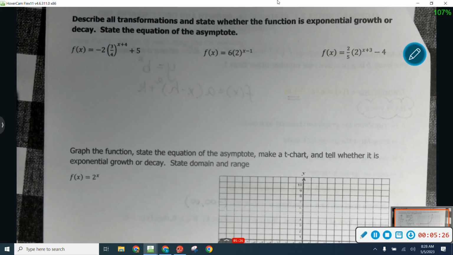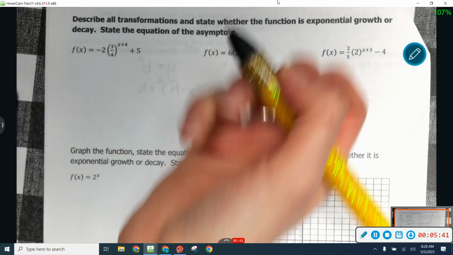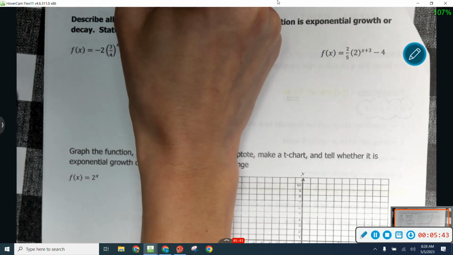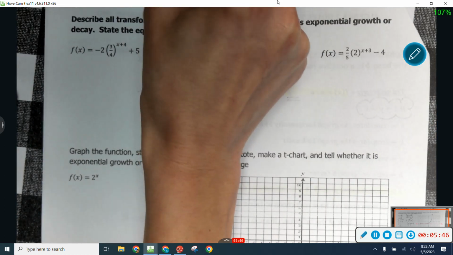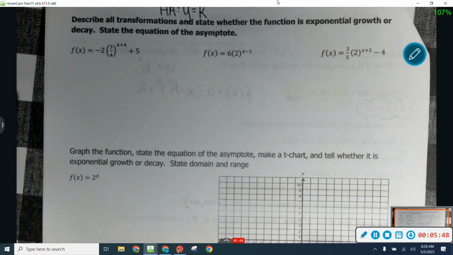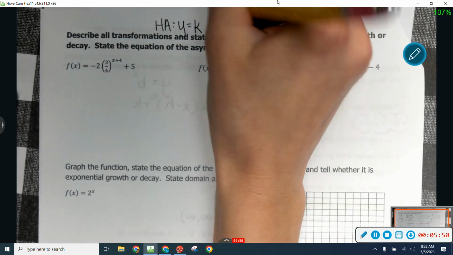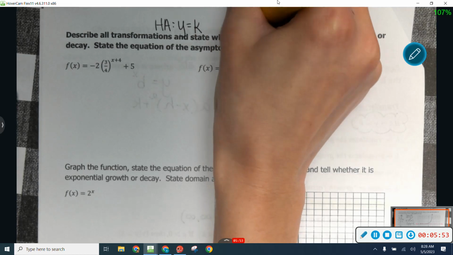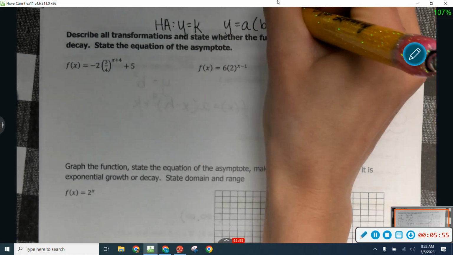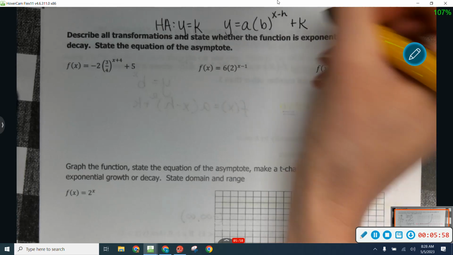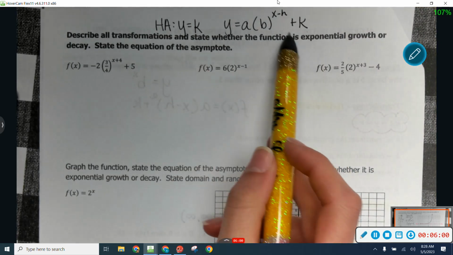Okay, so you're going to have a section where you have to identify if it's an exponential growth or decay, what the asymptote is, and what the transformations are without graphing. You're going to have it on your worksheet, and on your test. I said that your horizontal asymptote is y equals k. We said that y equals a times b to the x minus h power, plus k. So if you need to find k, it's always at the end.